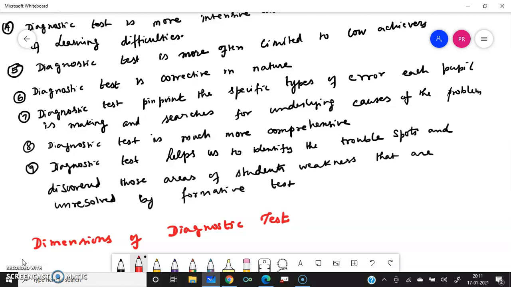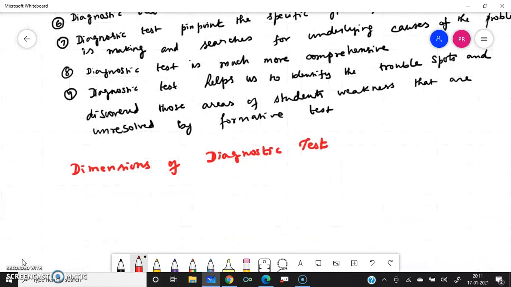A diagnostic test helps us to identify the trouble spots and discover those areas of a student's weakness, where the students are getting trouble, where the students are weak. A normal test is not going to help, but in this case the diagnostic test is going to help us.